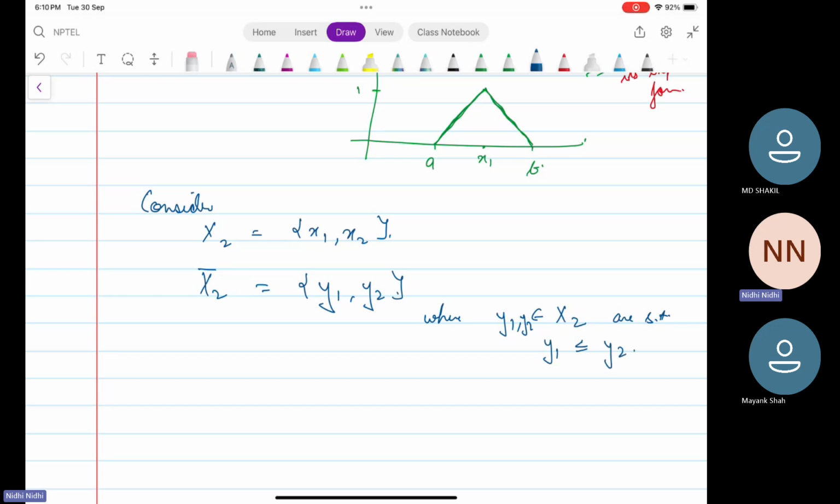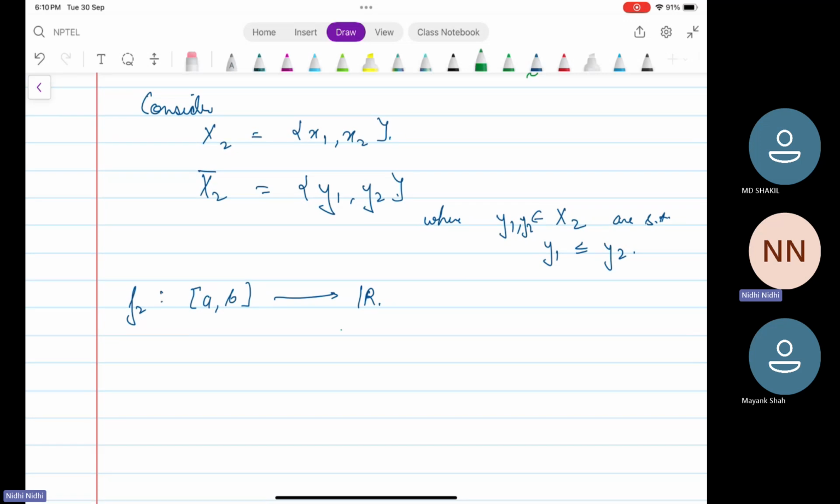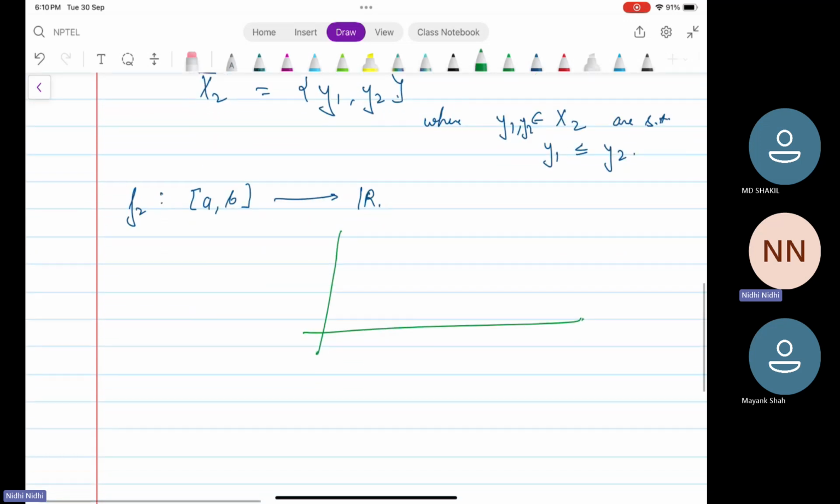Clearly, we can do this ordering because we have distinct rationals, and since in real numbers we can compare two real numbers. So I'm doing this to construct the function f2. Now we'll construct f2 from the closed interval [a, b] to R such that its graph can be given by, now suppose this is y1. This is why I did this ordering, so that I can write y1 before y2.